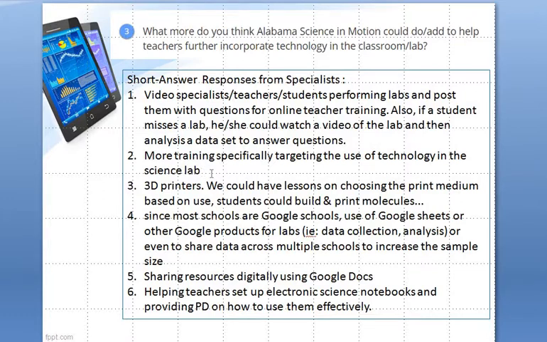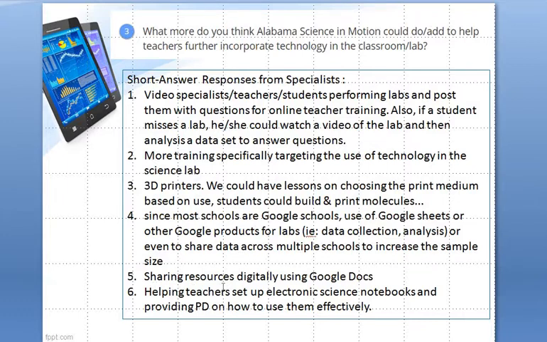Another response was more training, specifically targeting the use of technology in the science lab. One specialist mentioned 3D printers, that we could have lessons on choosing the print medium based on use. Students can build and print molecules, and those were just some examples that they came up with. Number 4, one specialist said, since most schools are Google schools, the use of Google Sheets or other Google products for labs, for data collection, for analysis, or even to share data across multiple schools to increase the sample size. So I thought that was a good response. Hopefully, we'll incorporate that soon.